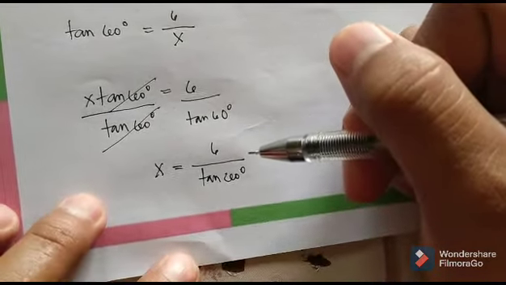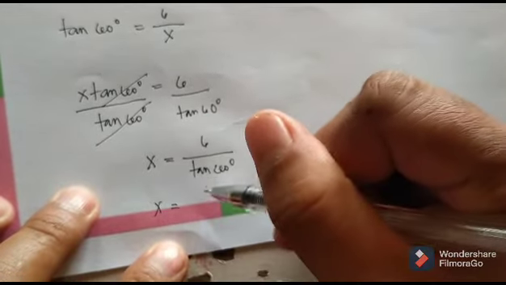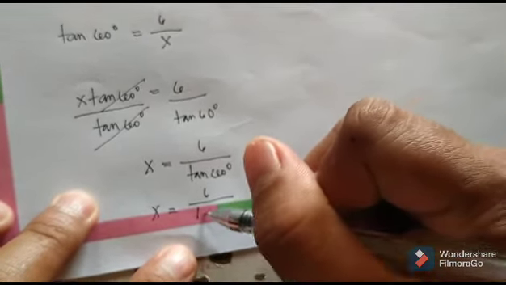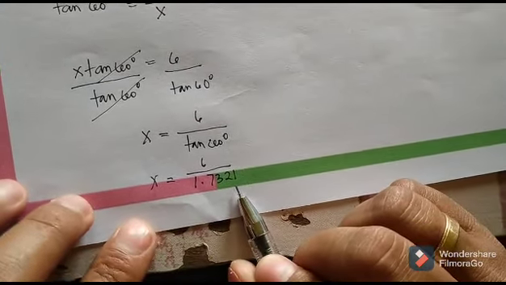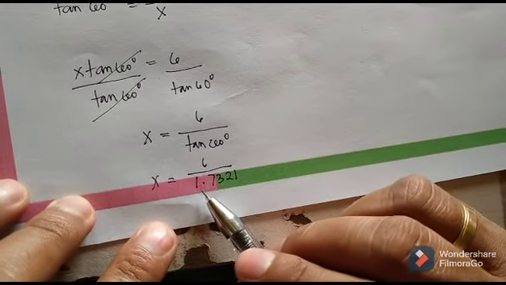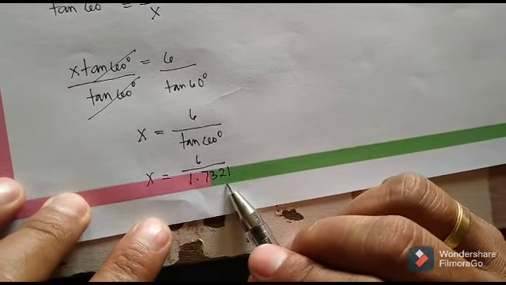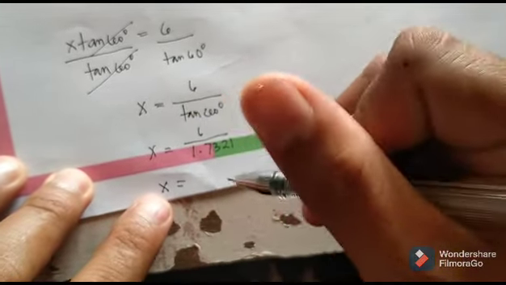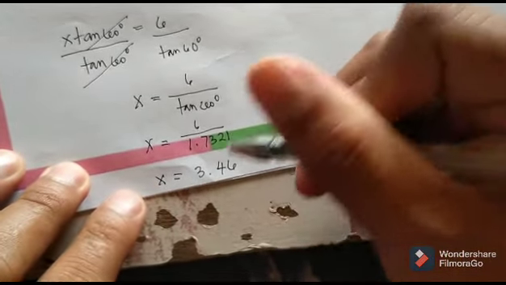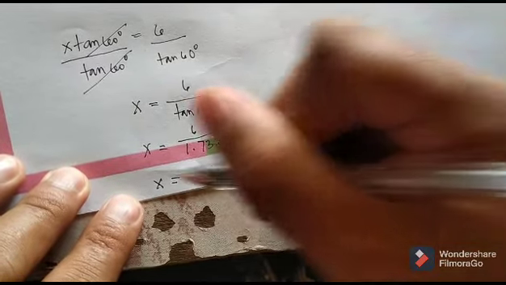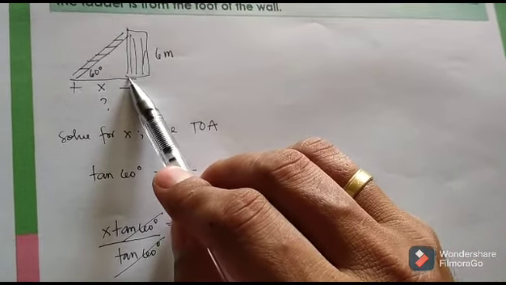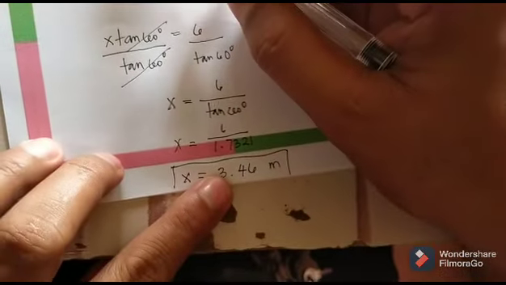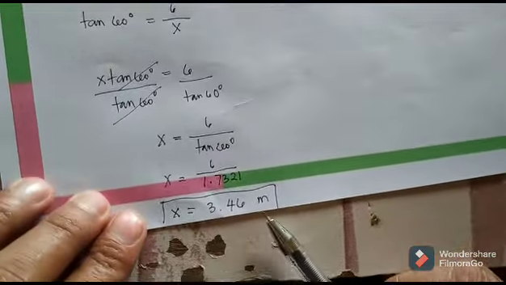What is tangent 60 degrees? That would be equivalent to 6 over 1.7321. Again, we'll be using 4 digits. So divide 6 by 1.7321, you would have therefore x is equal to 3.46, and that would be in meters. So that would be the distance from the foot of our ladder to the foot of our wall. That is 3.46 meters. Is that clear?